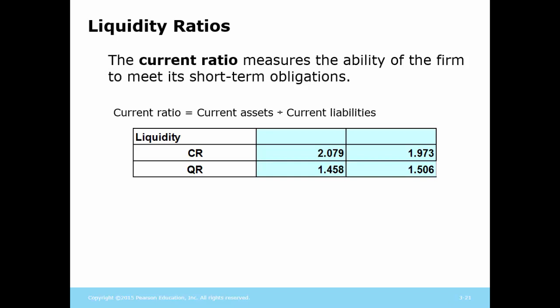So eventually we'll look at this in class, we'll actually explore it, but let's talk about the first category of ratios, which are called liquidity ratios. Liquidity ratios measure a company's ability to pay its short-term obligations. So the first ratio is called the current ratio. It's a simple formula, current assets divided by current liabilities.